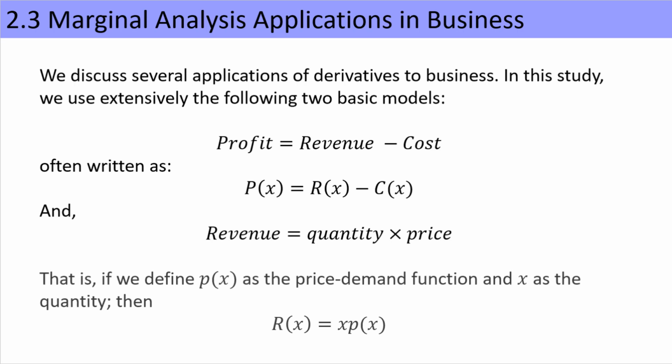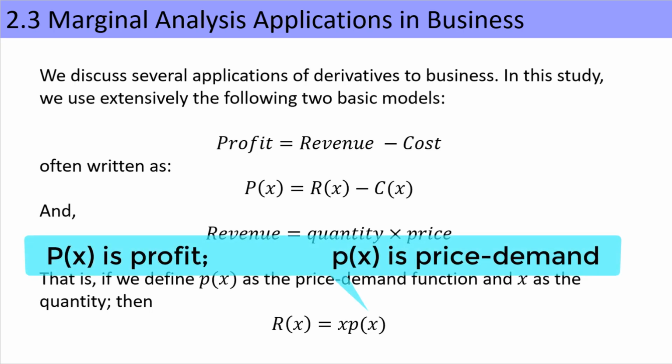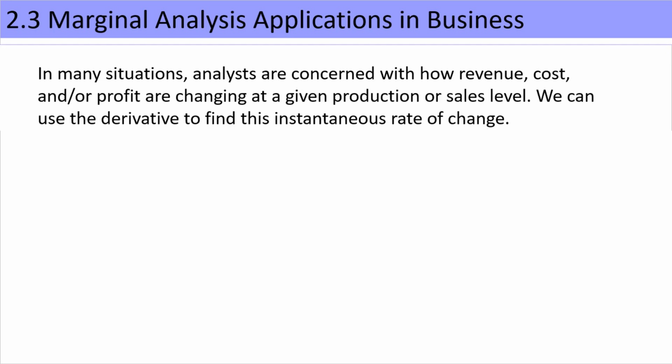That is, if we define lowercase p of x as the price demand function and x as quantity, then revenue R of x is equal to x times p of x. Be careful not to confuse capital P of x, which is profit, with lowercase p of x, which is often used to mean price demand function. In many situations, analysts are concerned with how revenue, cost, and/or profit are changing at a given production or sales level. We can use the derivative to find this instantaneous rate of change.